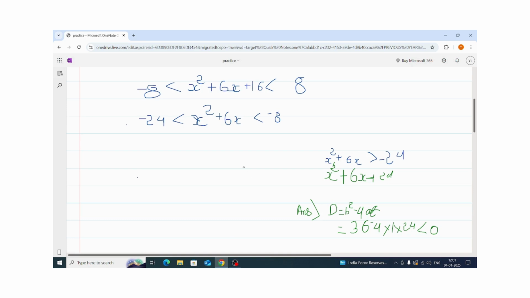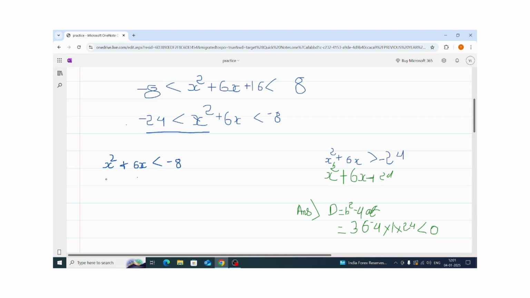Yes, so we were on this part. Now what I'm able to see is that I can get two equations from this. The first one that I see from here is x square plus 6x is less than minus 8. And the other equation I have already written on this side, which is that x square plus 6x is greater than minus 24.